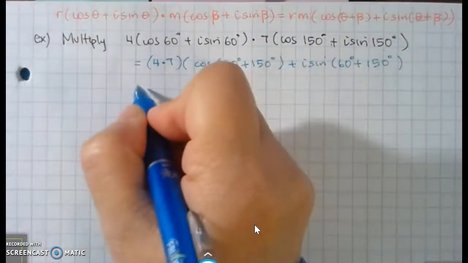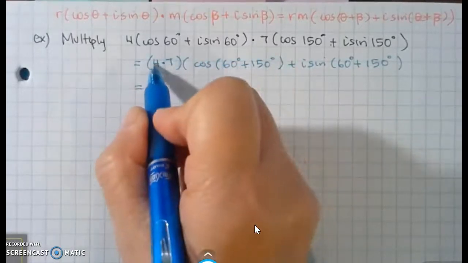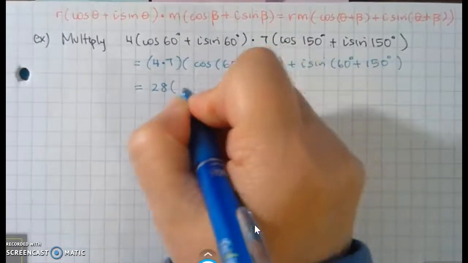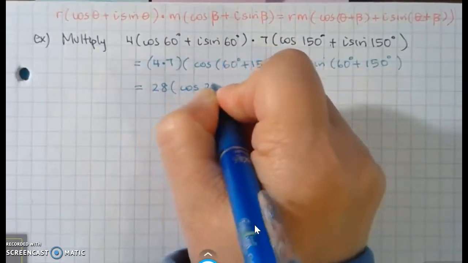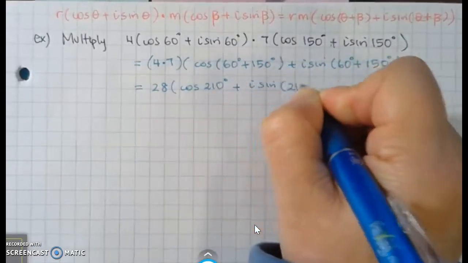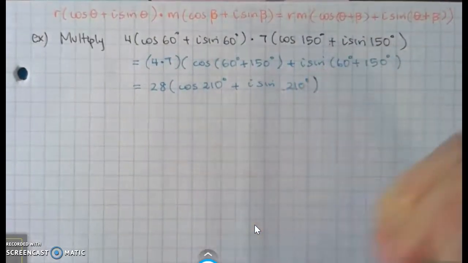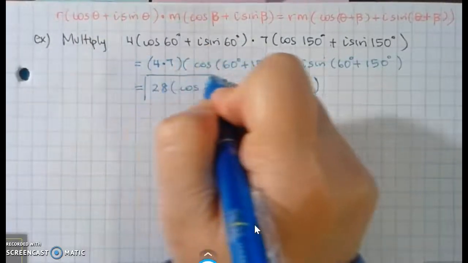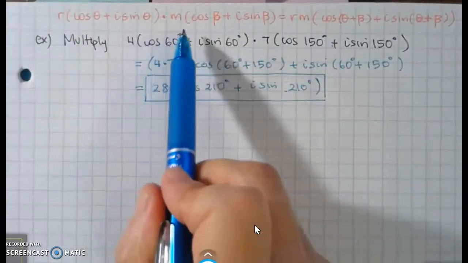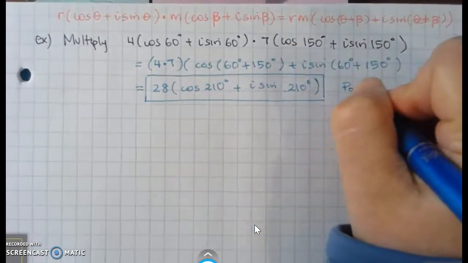Okay, and that makes my math a whole lot easier. So you end up with another complex number, but this time 4 times 7 is 28. And cosine of 60 plus 150 is 210. So cosine of 210 degrees plus i sine of 210 degrees again as well. I don't need that parenthesis right there, so I can remove that. And so this is the final complex number that results when you multiply this complex number with this complex number. And it's in polar form.